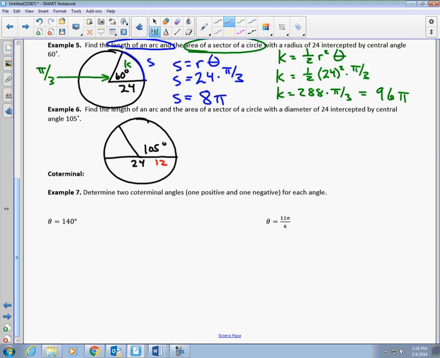And I don't know 105 in terms of radians. So what would we do? What's our conversion? Multiply by pi over 180. 15 goes into 180 and into 105. You could reduce that on your calculator as well if you want. And you get 7 pi over 12.